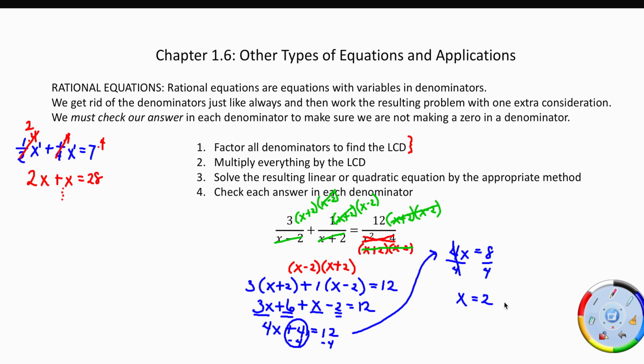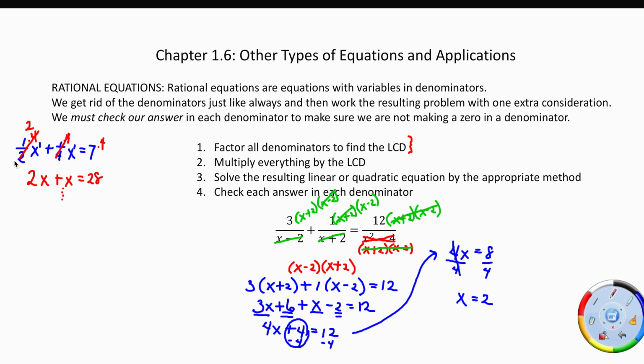Okay, one difference in rational equations and equations that just have fractions in it is that we must check our answers. I don't have to plug it into the whole equation and see if it's equal. I have to make sure that when I plug it in, it doesn't make a denominator 0. Remember, denominators cannot be 0. You cannot divide by 0.